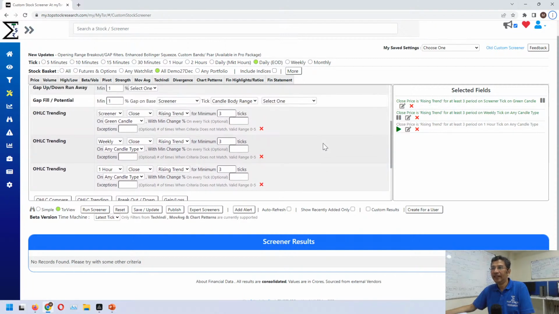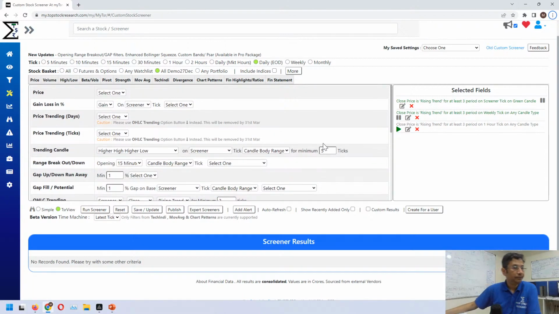So let me see if there's any question out there. How can I find stock whose trend is reversed? Yeah, we'll come to that. Trend reversal, we'll come to that, Mehul. How can I find trend strength? That is impulsive trend, right?